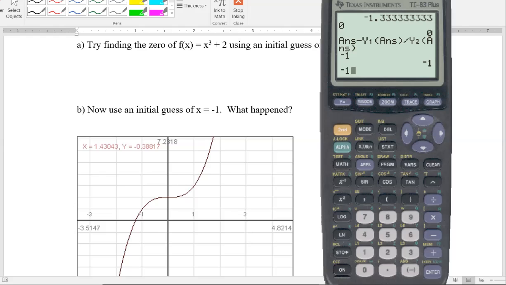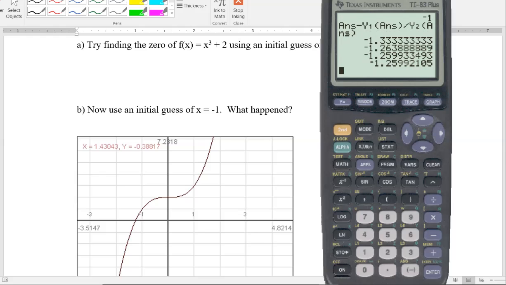Okay, so do that one more time. Enter. Okay, this time we got a number. Enter again, enter again, enter again, enter again. Now you notice there's no change all the way out to the 8th decimal place. So you're pretty much done at this point. The difference between two successive approximations is out to like the billionth decimal place.